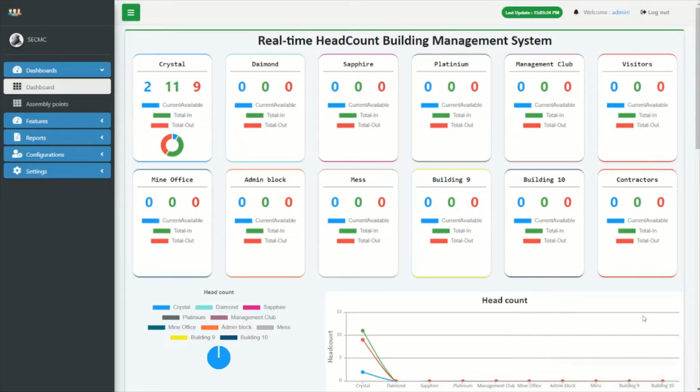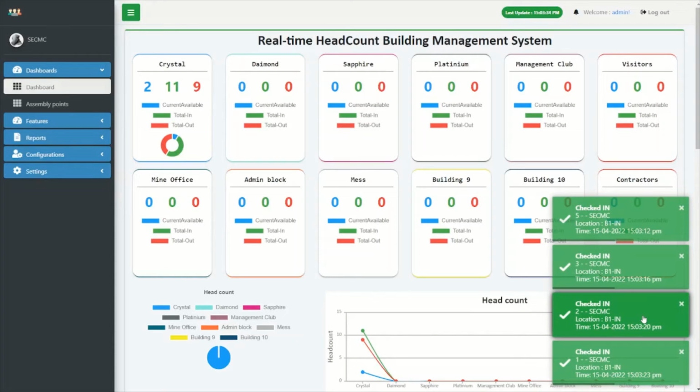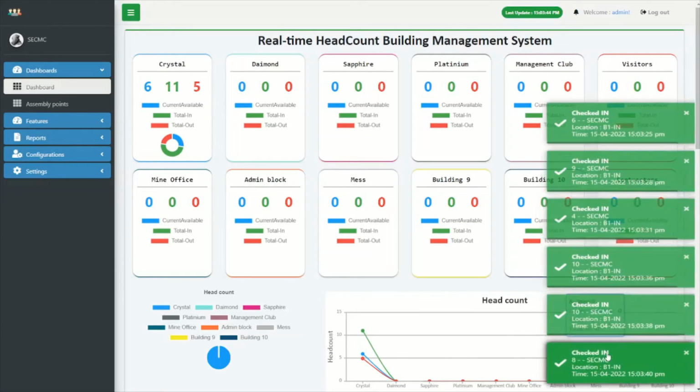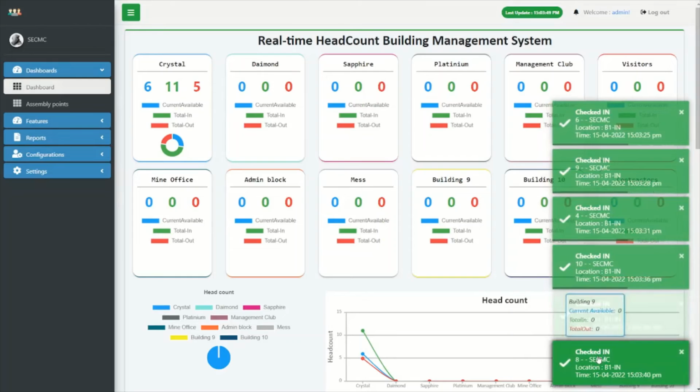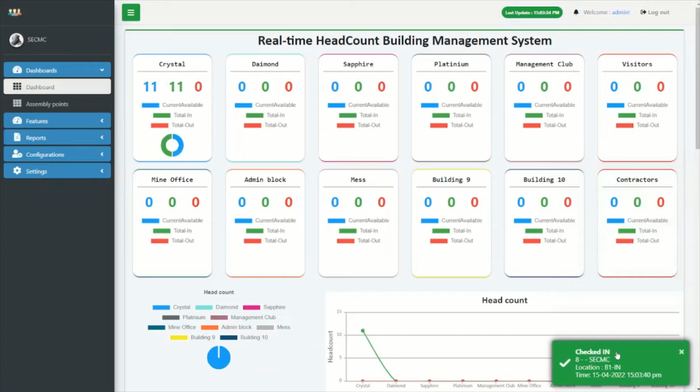The figures are changing, and all the spline graph countings are also interacting with the number of people entering the building. So there are now altogether 11 people who have already entered the Crystal building.